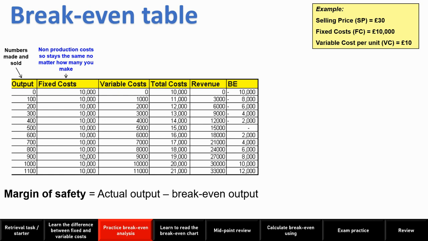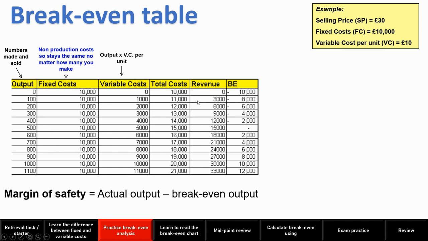Okay, but as it makes more desks, its variable costs begin to rise because we know that each desk costs it £10 to make. So if it makes no desks, its variable costs are nothing. If it makes 100 desks, its variable costs are 1,000 because 100 times 10 is 1,000. And the more desks it makes, obviously the more variable costs are going to rise. So we've now got our fixed costs and our variable costs. So we can add the two together and that gives us our total costs. And as you can see there, total costs range from 10,000 to 21,000. So look, we're halfway there at least already, aren't we?